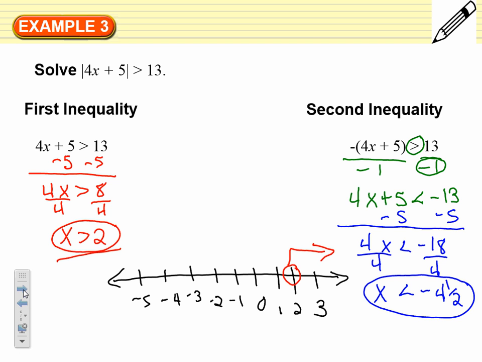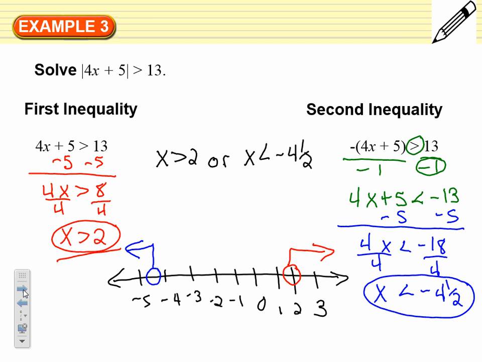Now I have x is less than negative 4.5. So negative 4.5 is about here. And I'm going to go to the left. See how they're going away from each other? So when I write this, I'm going to write x is greater than 2, or x is less than negative 4.5. Okay, that's how we're going to write it when they're going apart from each other.